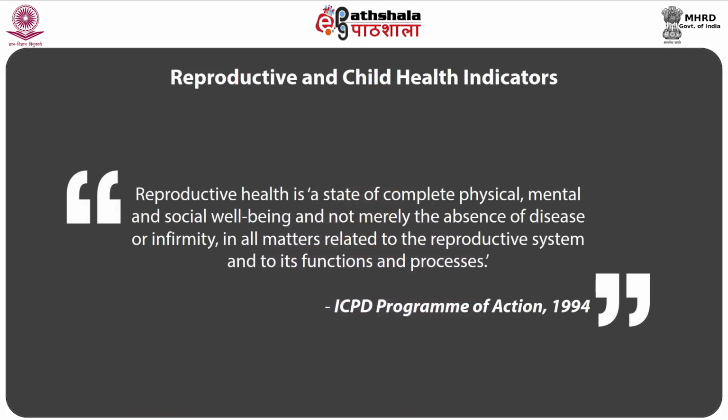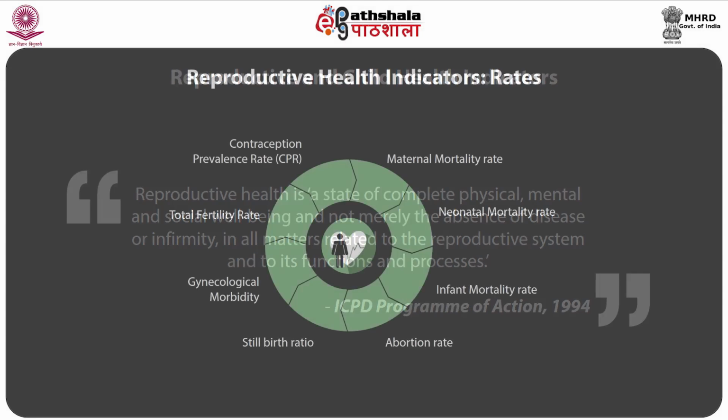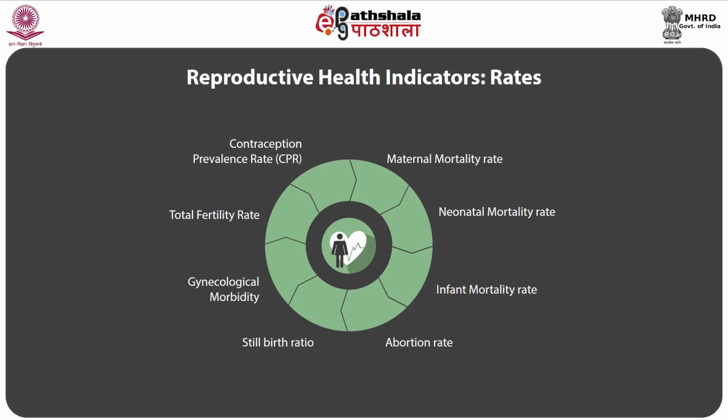Reproductive and child health indicators. Reproductive health is a state of complete physical, mental and social well-being and not merely the absence of disease or infirmity in all matters related to the reproductive system and its functions and processes. ICPD Program of Action 1994. Reproductive health indicators, rates: maternal mortality rate, neonatal mortality rate, infant mortality rate, abortion rate, stillbirth ratio, gynecological morbidity, total fertility rate, contraceptive prevalence rate.